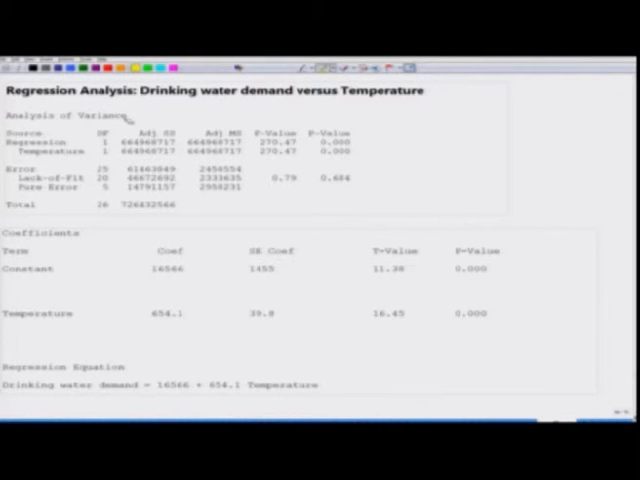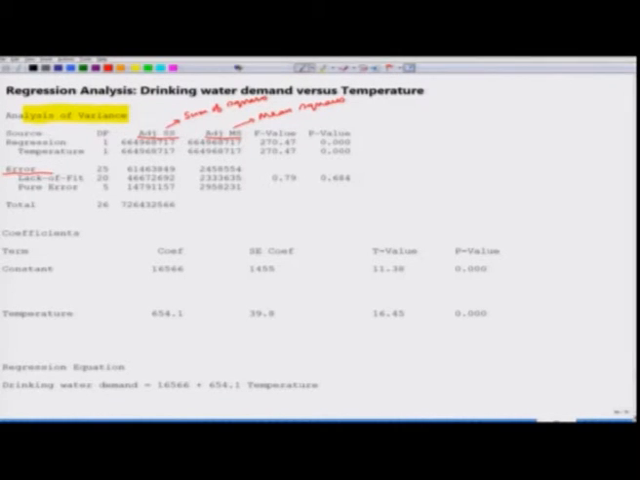First of all, the first thing given here is the analysis of variance. At this moment we have not yet studied the analysis of variance, but I considered it because I wanted to show you this line here, error. Here you will see two values, one is adjusted sum of squares and the other is adjusted MS, that is adjusted mean square. SS means sum of squares and MS means mean square.